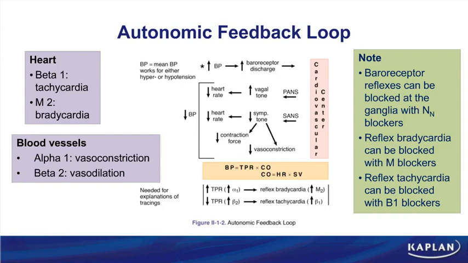If I pretreated with a ganglion blocker and then gave an alpha-1 agonist, I would see the blood pressure and TPR go up, but then no effect on the heart because I'm preventing that reflex from happening and causing bradycardia.